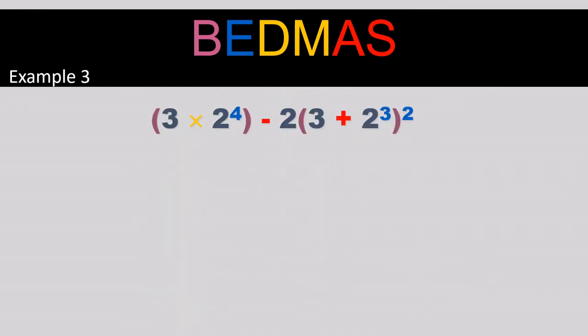One last example, so let's make it a good one. I've got 2 sets of brackets here, and this second bracket has got a number in front of it. Not only is that a number in front, it's a negative number in front.